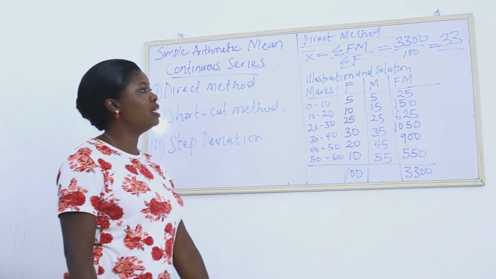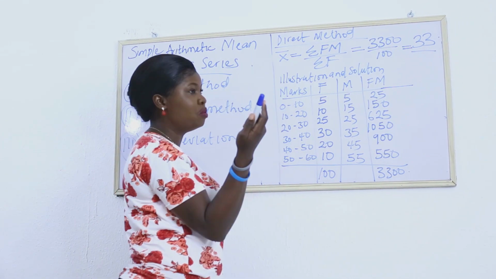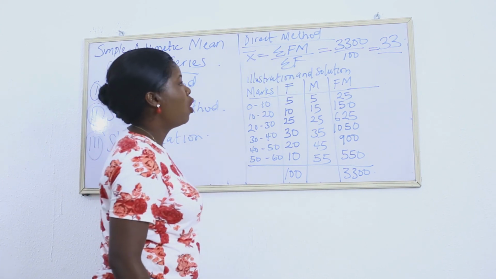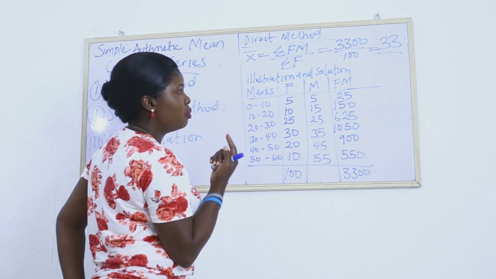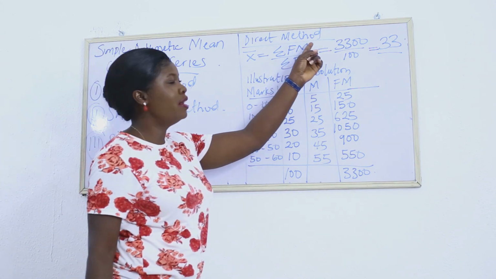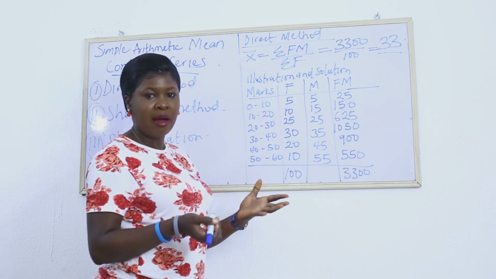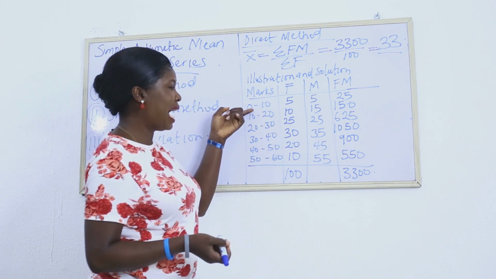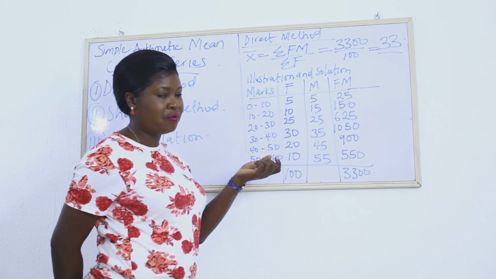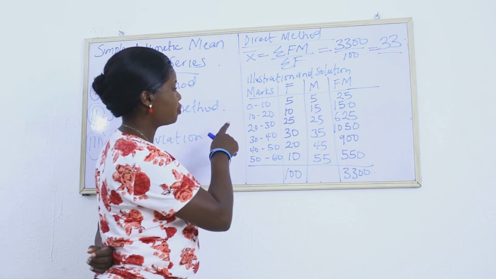The first one on the board is the direct method. The formula says bar x, which is mean, is equal to summation of f and m all over summation f. The only new thing here is m. And what does m mean? M means midpoint. And how do we get our midpoint? Our midpoint is adding up the lower class interval and the upper class interval divided by 2. We said it in one of the videos. You can check for that video.